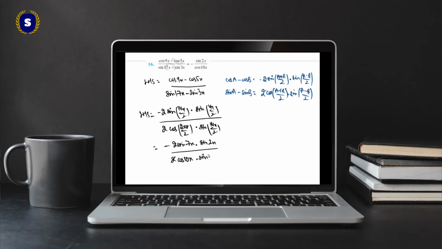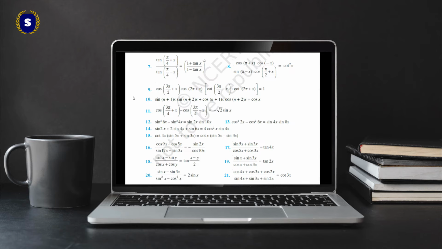So this sin 7x and sin 7x cancel out each other, and 2 also cancels out. We will get minus sin 2x upon cos 10x, which is equal to RHS. Hence proved. Let us jump to the next question, that is question number 17.